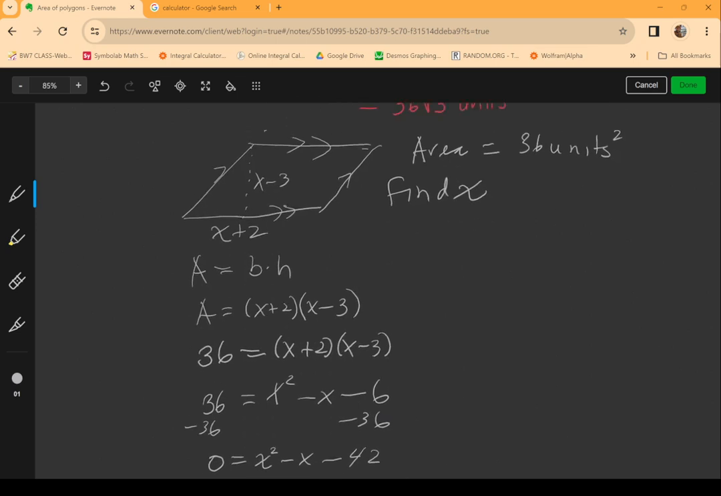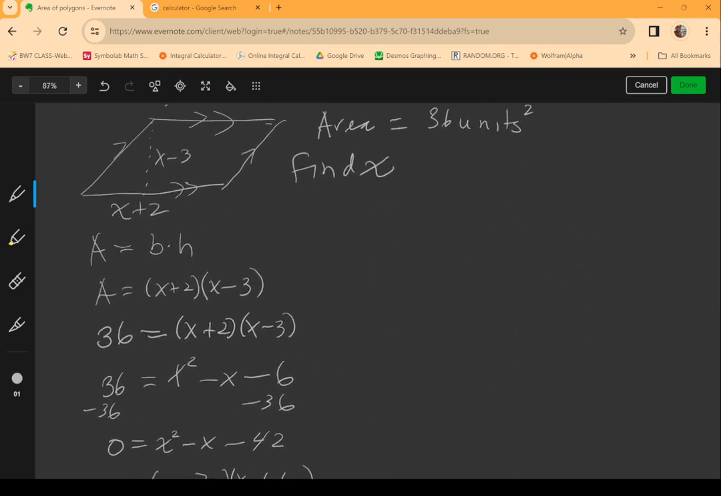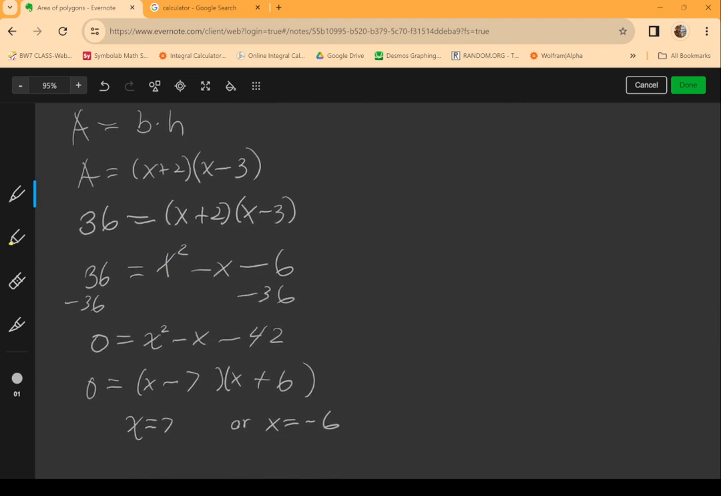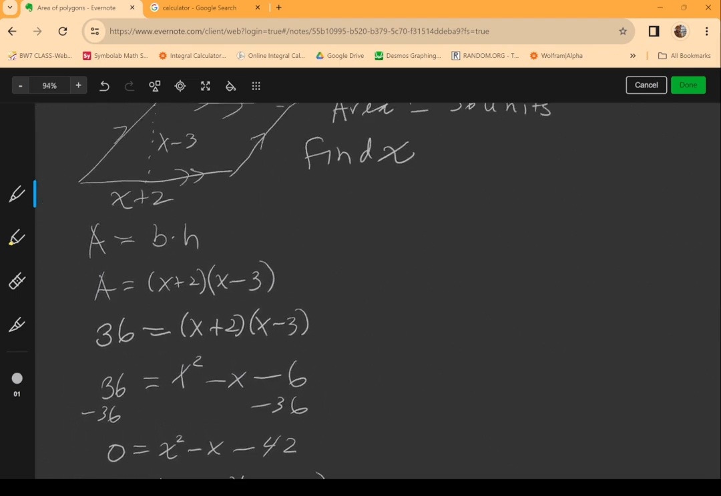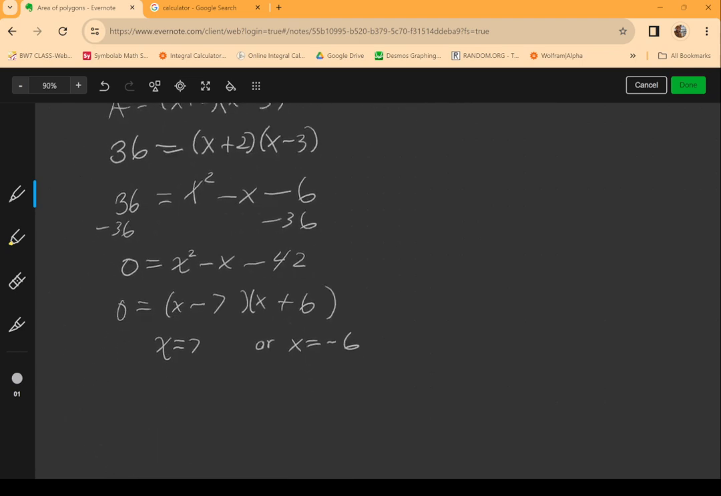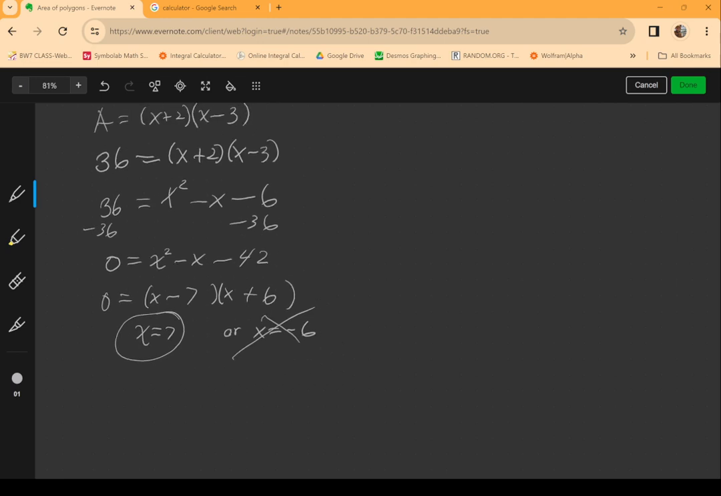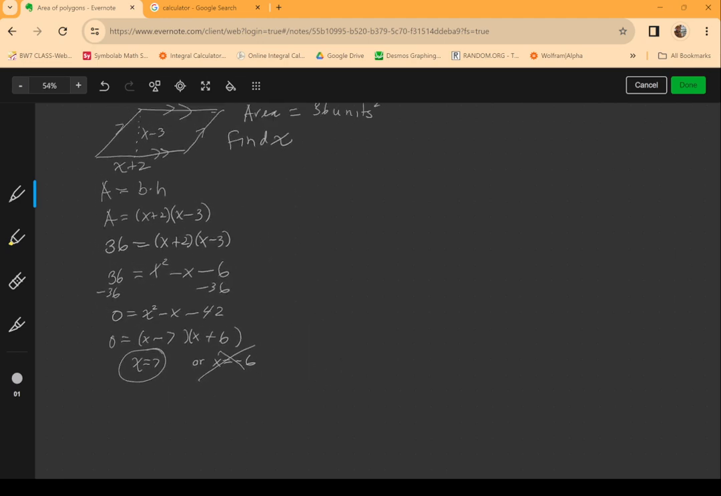Again, always when dealing with physical quantities, do my answers make sense? And it looks like that negative is not going to make sense here. It does not make sense to have negative lengths. So I'm going to reject that solution, so I really have x equal to 7 as my only solution. All right, and that solves this type of problem here.